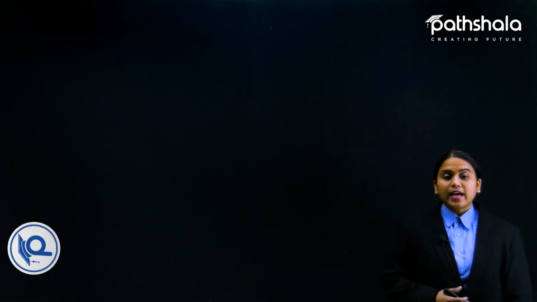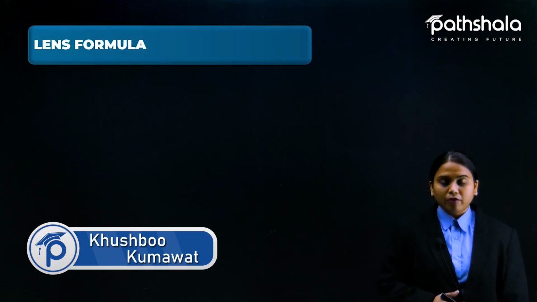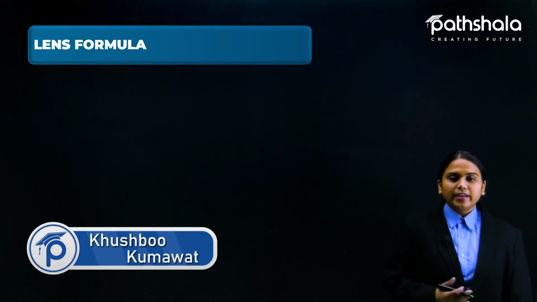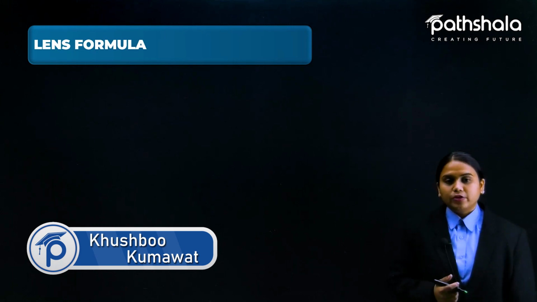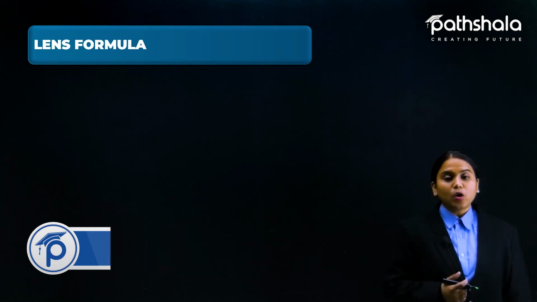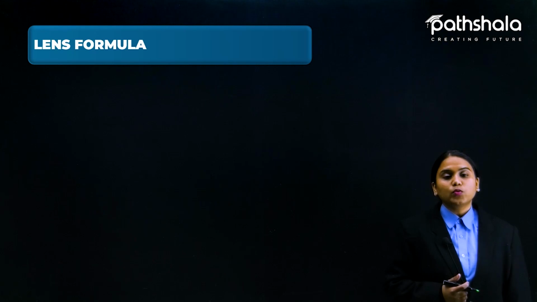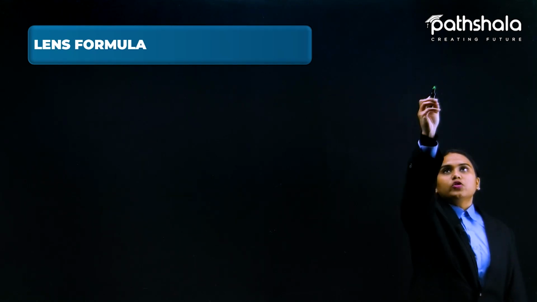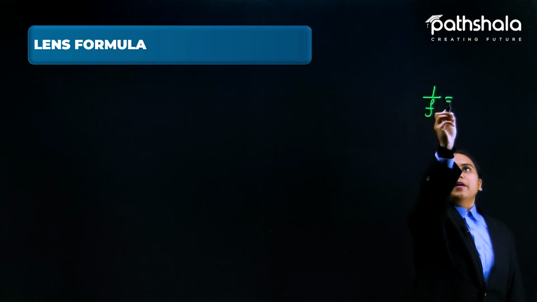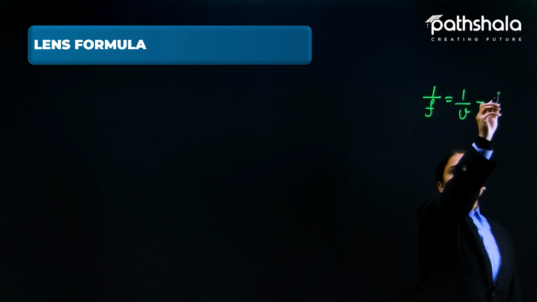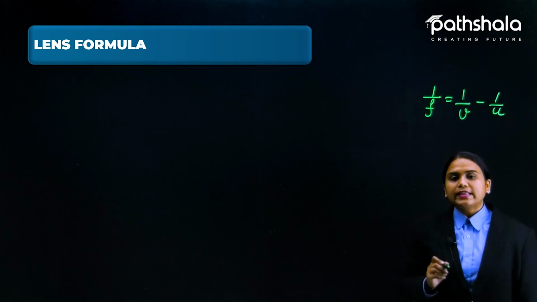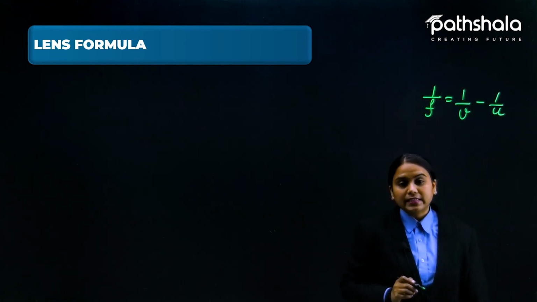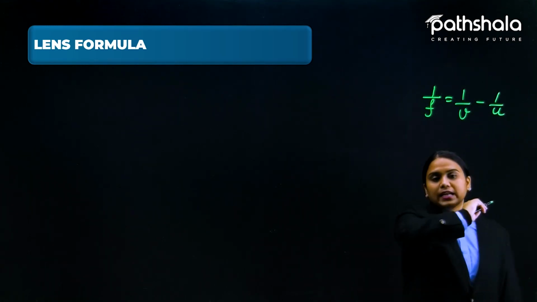Now students, likewise we were having the mirror formula, so accordingly we are having the lens formula as well. Do you remember the mirror formula? That was 1 upon f is equal to 1 upon v plus 1 upon u. So here we are also having 1 upon f, but 1 upon v minus 1 upon u. So the only thing that is going to be changed is the minus sign here.